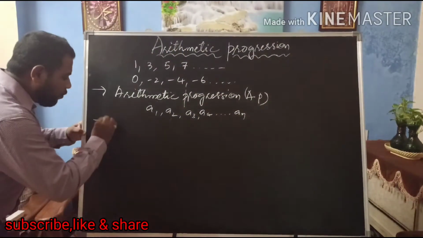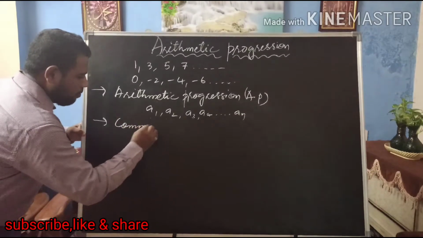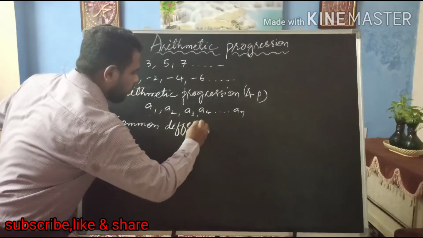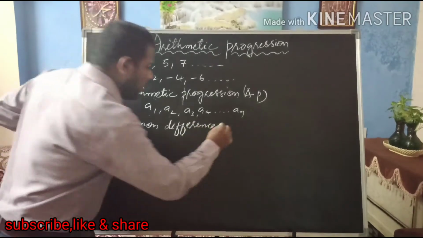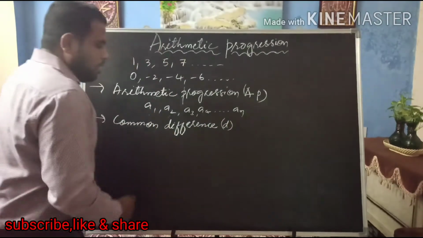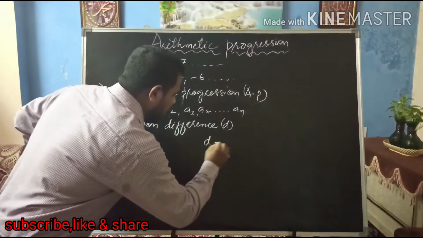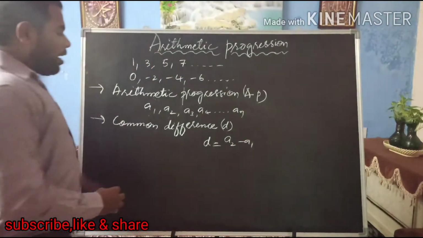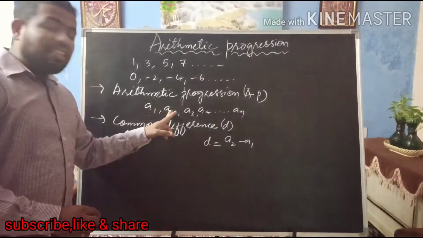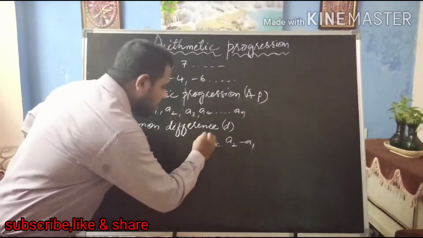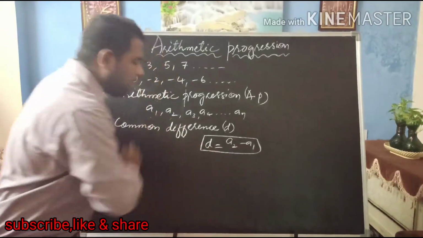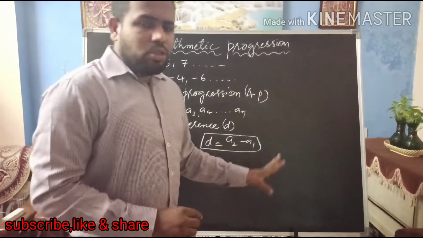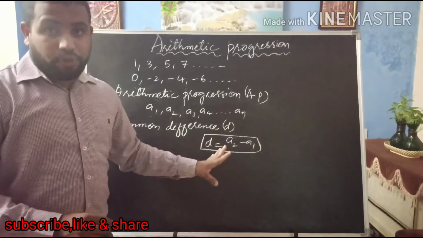Let us see what the common difference is here. Common difference, which is denoted by the small letter d, is nothing but the difference between a term and the preceding term. It means the difference between the second term and the first term is called the common difference. It is really very important to know the use of common difference.